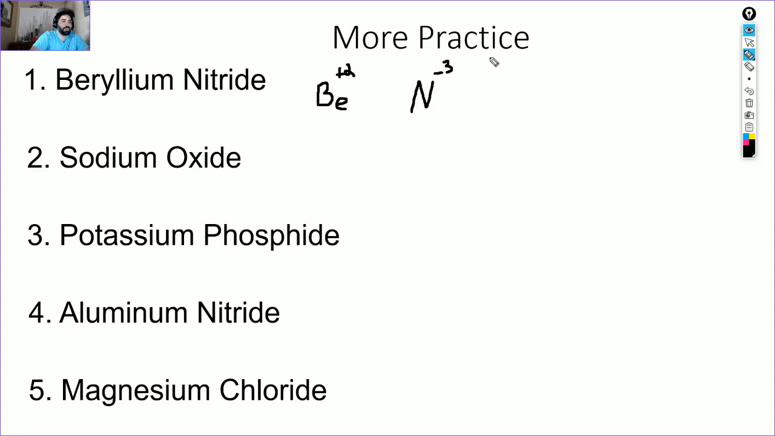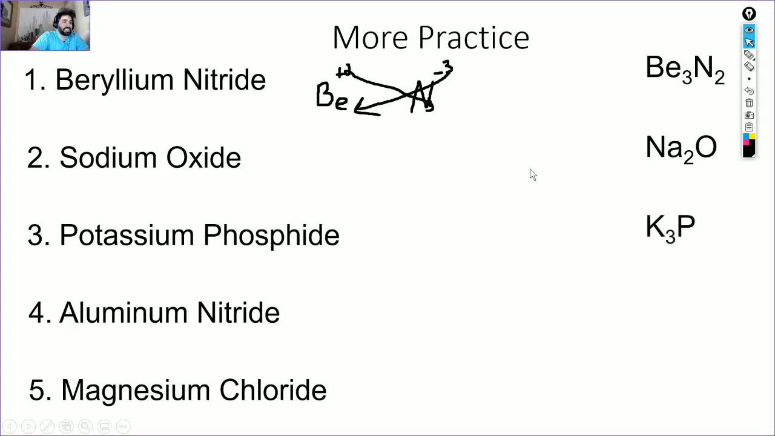So beryllium, we do our crisscross method. The 2 goes down here with nitrogen, and the 3 goes down here with beryllium. So the correct answer is Be3N2. Sodium oxide, Na2O. Potassium phosphide is K3P. Aluminum nitride. There we go.